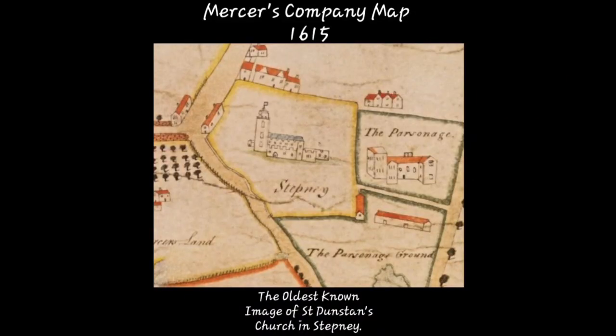And this is our earliest known image of St Dunstan Stepney. This is the Mercer's Company map of 1615. Now, the Mercer's Company owned quite a bit of land in the area, and St Dunstan's, as we've seen from the stained glass inside, was their guild church.